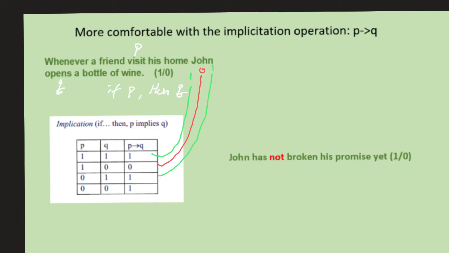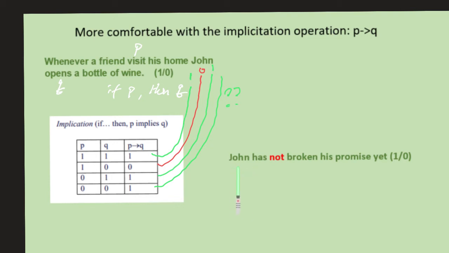Whenever a friend visits his home, John opens a bottle of wine, and I have a little bit of concern about that. And this is even worse: nobody visits, nothing happens, and you have a true. Does that also count as true? Obviously, based on your intuition, there is something to be clarified in this situation, right? Actually, it puzzles many people, but that's just a misunderstanding of this function and this assumption.